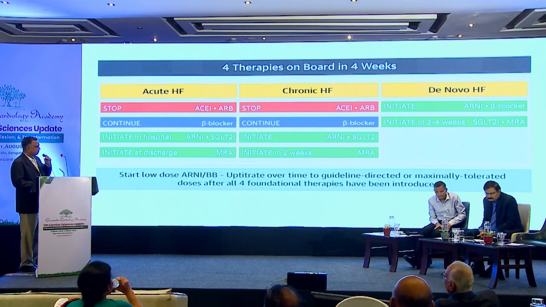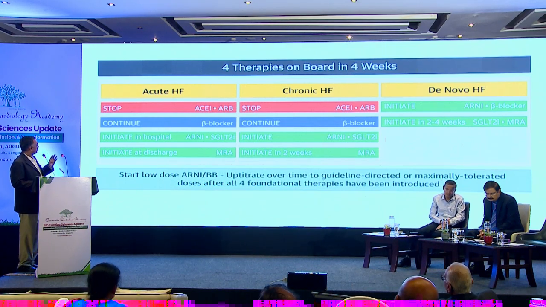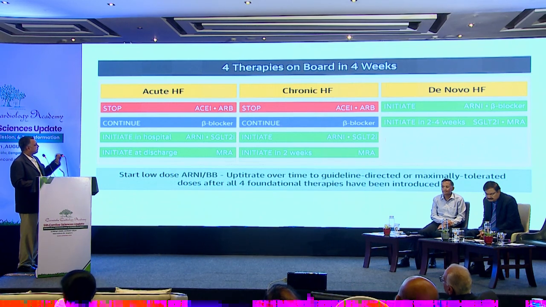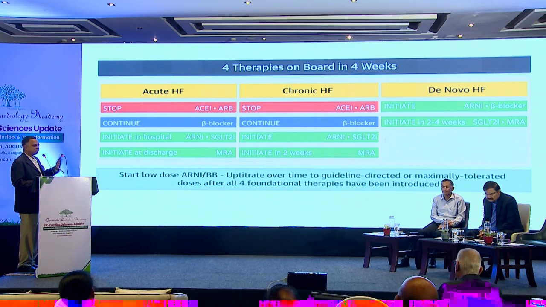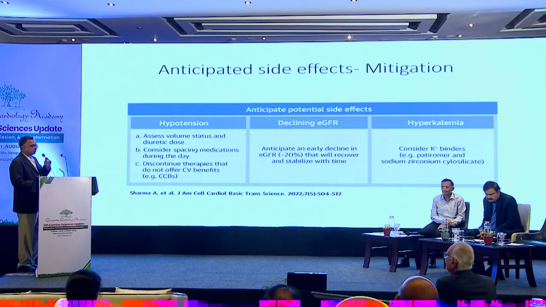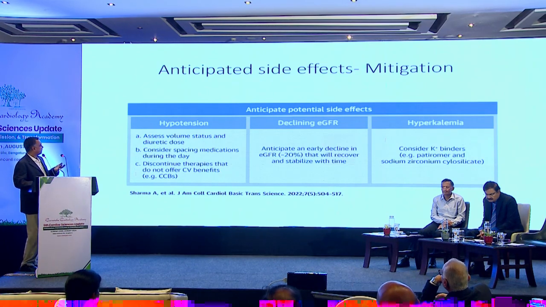This is again the same thing. Most important thing is to continue the beta blocker. In the hospital, try and initiate ARNI and SGLT2, and by 4 weeks at least, all these patients, whether it is chronic heart failure, whether it is acute heart failure, or whether it's a de novo heart failure, should be on these quad agents. So there are what are called anticipated side effects.